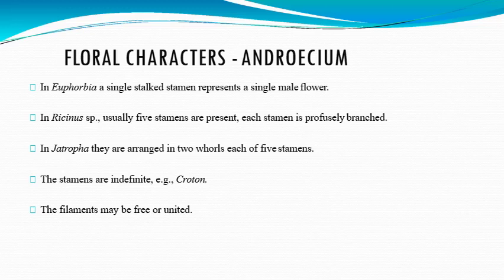These stamens, as you know, consist of 2 parts. One is anther, the other one is filament. So filaments may be fused or they may be free in Euphorbiaceae family. In addition to this, the anther of Euphorbiaceae family is usually dithecous. It means the anther possesses 2 cells.